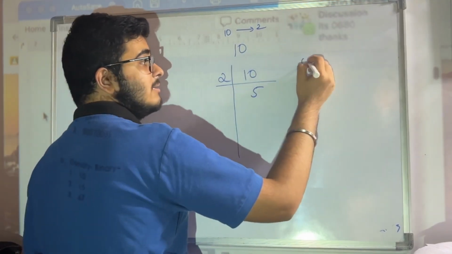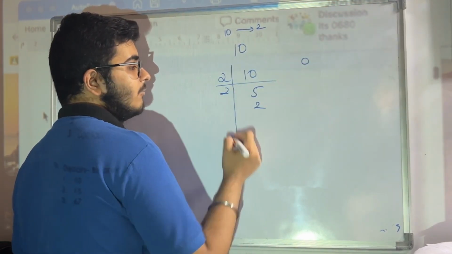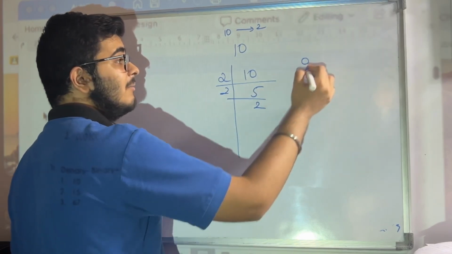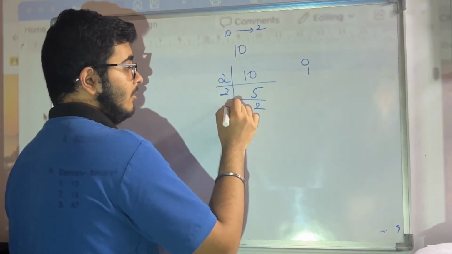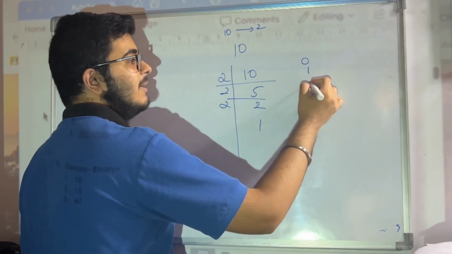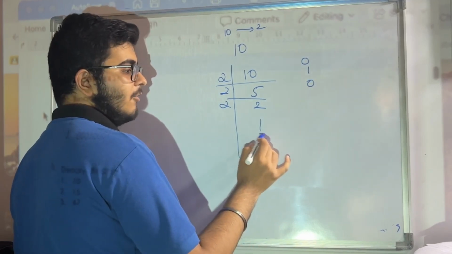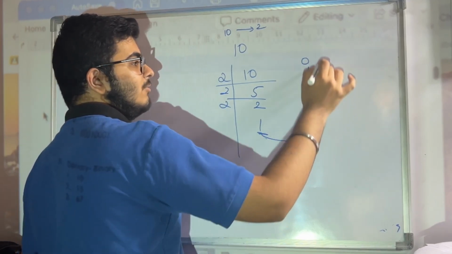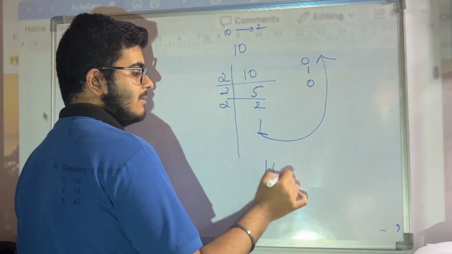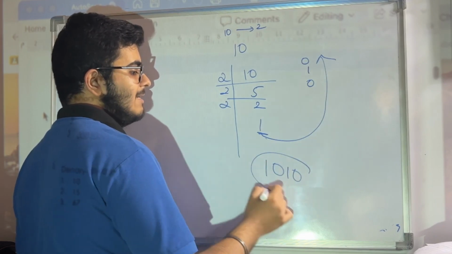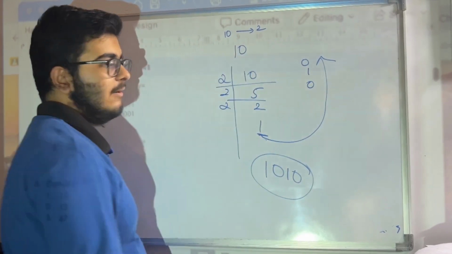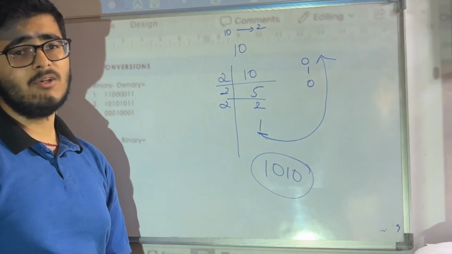Remainder will be 0. 2 2s are 4. Right? What will be the remainder? Remainder will be 1. 2 1s are 2. Remainder will be 0. Starting from the end digit, you are going to move in this order and write your number: 1010. This is the binary answer of denary 10. That's how we convert denary to binary.